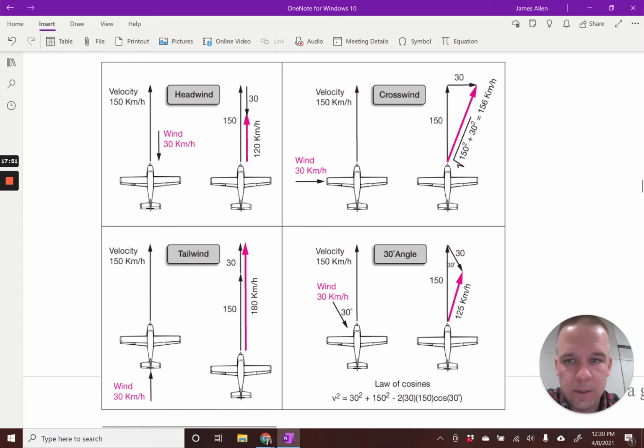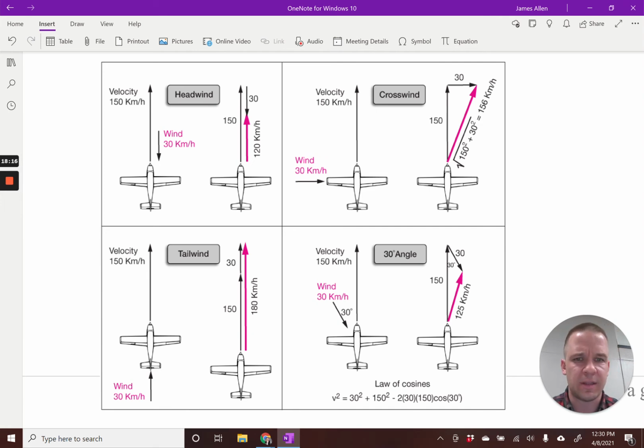So if you have an airplane, if you've ever been on a flight and they say, hey, it's actually going to be a longer flight than we anticipated, it's going to be an extra 20 minutes. Usually they don't tell you that, but they might. It could be due to a headwind, okay? So the velocity of the aircraft here is 150 kilometers per hour. There's a headwind of 30 kilometers per hour. Boom, now we're at a resultant vector of 120 kilometers per hour.